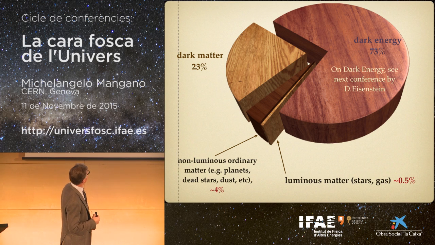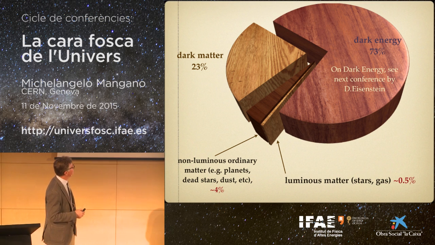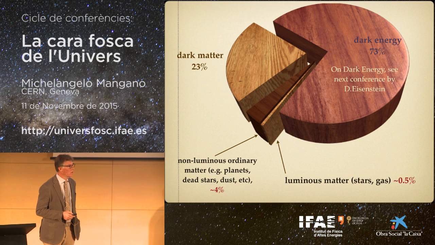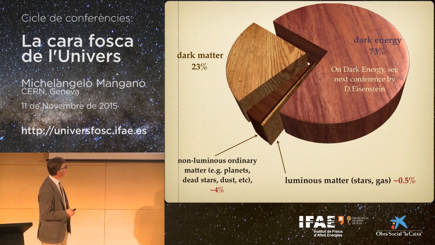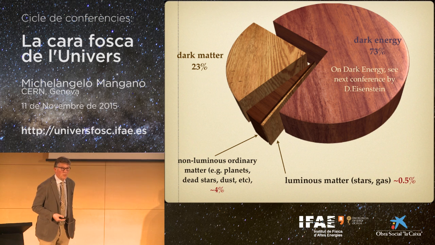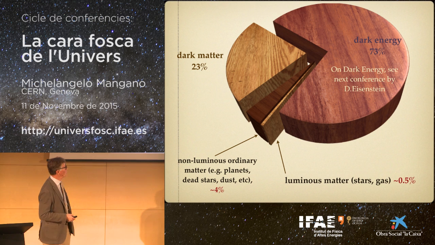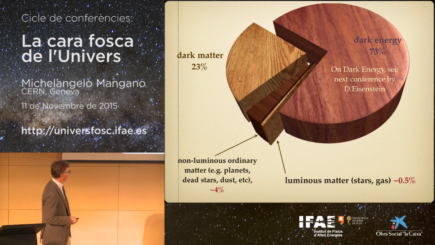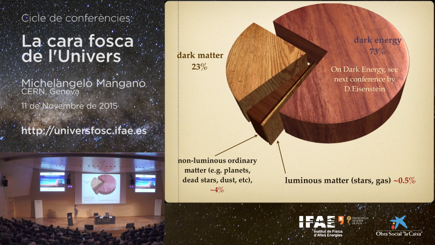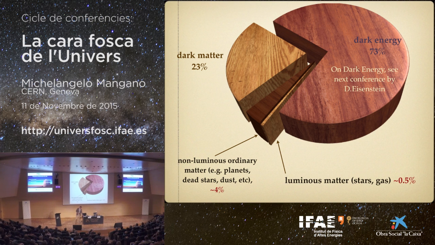So dark matter is 23% of the energy of the universe. And we have about 5% of ordinary matter, of which a small fraction, 0.5%, is indeed luminous. This is stars, gas that we can see. There is indeed a part which is not luminous, so it's also dark, but it is ordinary because it's accounted for by the discussion in the previous slide. So this is indeed planets, dead stars, or dust. But this is only 4%. So we still have this 23% to account for.